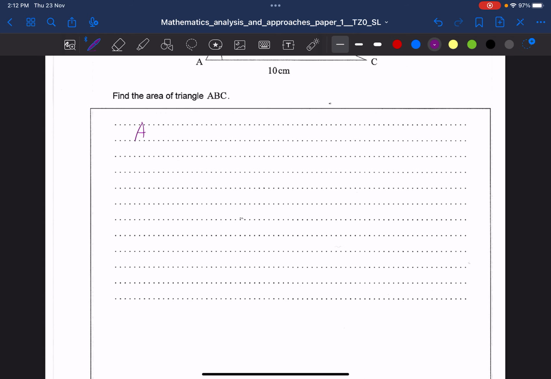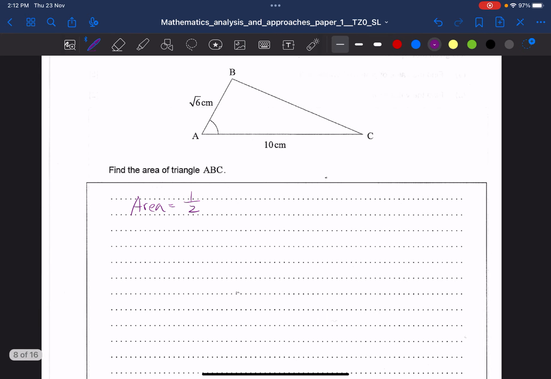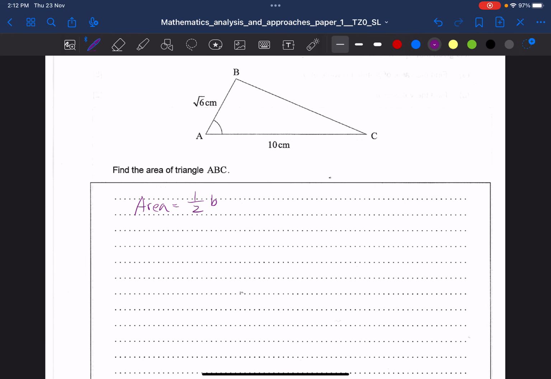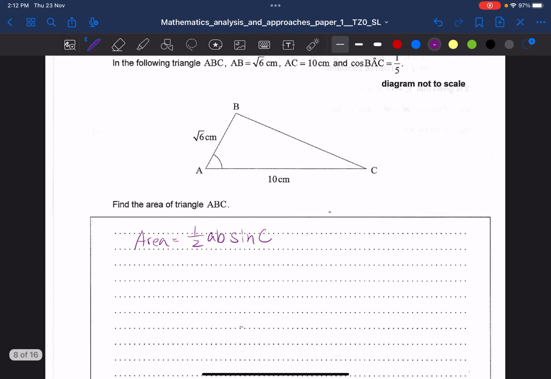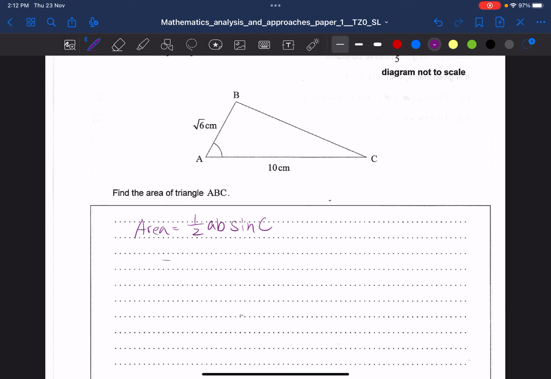So basically area of a triangle, 1/2 AB sine C, or BC sine A, whatever. AB sine C, I use this a little bit more. Okay. But actually you can swap the thing a bit. So this is from the formula booklet, so we'll try to apply here.